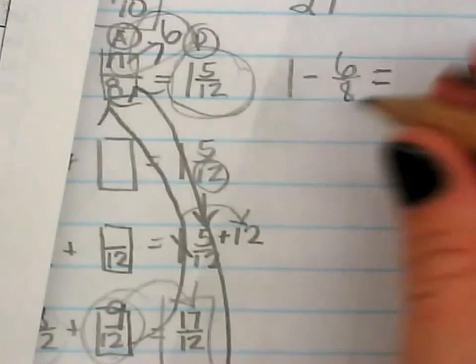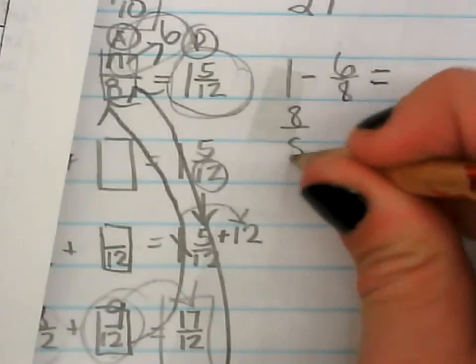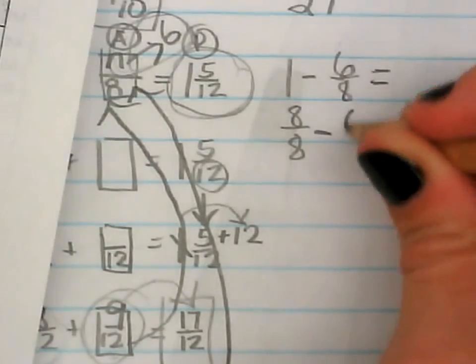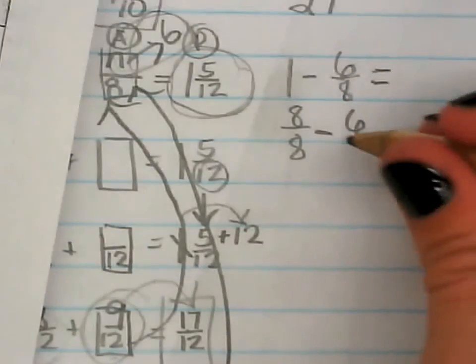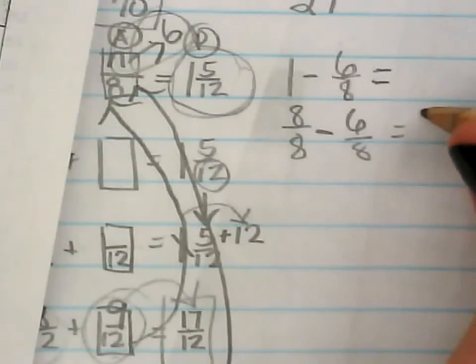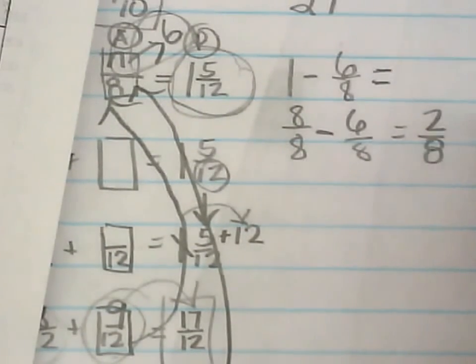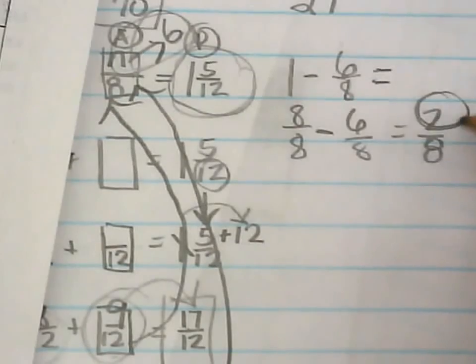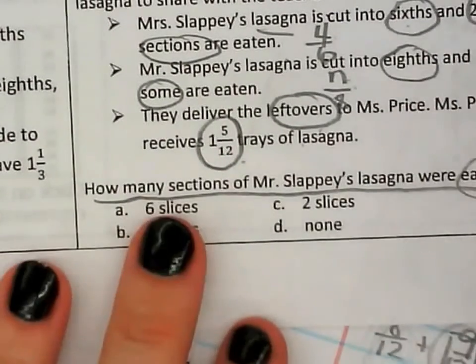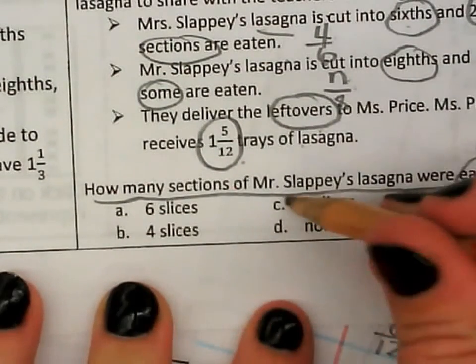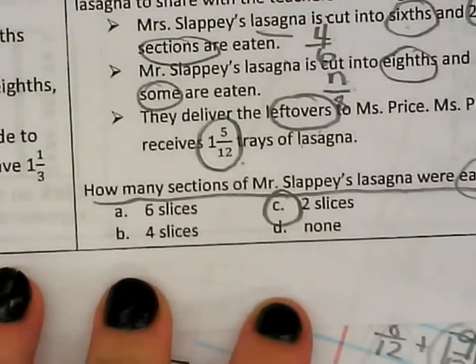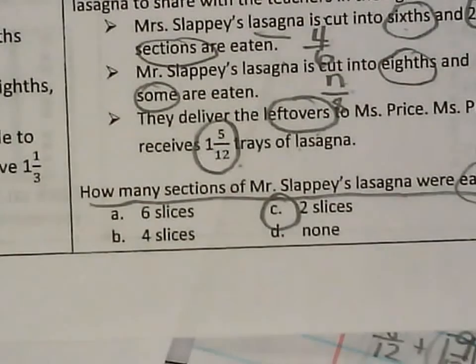So I actually know that 8/8 is equivalent to one whole. So 8/8 minus 6/8 is equal to 2/8, which means that Mr. Slappy ate 2 out of the 8 slices. So let me go ahead and go back to my answer choices, and I see 2 slices. Let me select C. Go ahead now and try the one beside it on your own.